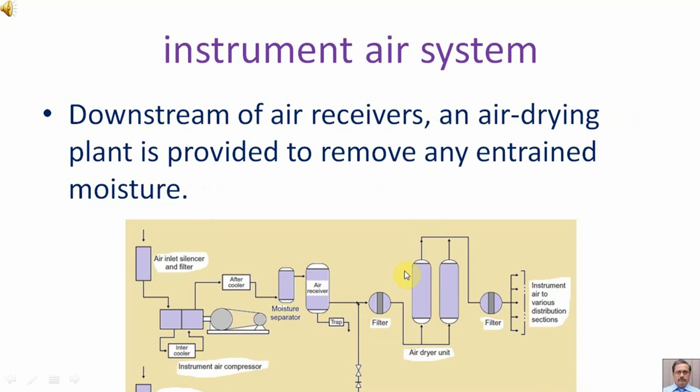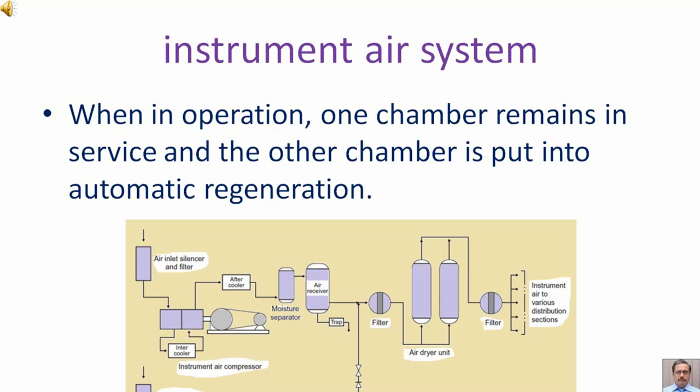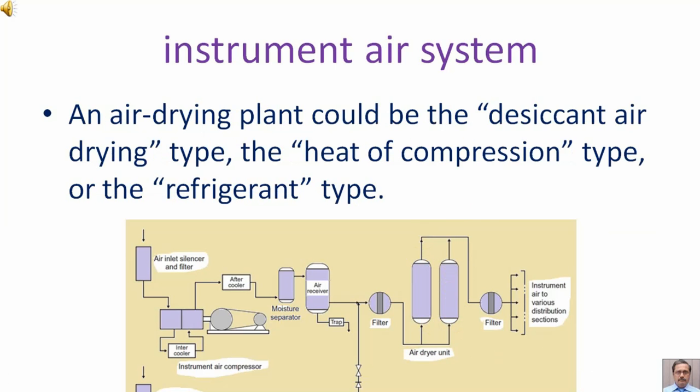Downstream of air receivers, an air drying plant is provided to remove any entrained moisture. The air dryer unit comprises two chambers and is complete with pre and after filters to remove dust, dirt, etc. When in operation, one chamber remains in service and the other chamber is put into automatic regeneration. An air drying plant could be the desiccant air drying type, the heat of compression type, or the refrigerant type.